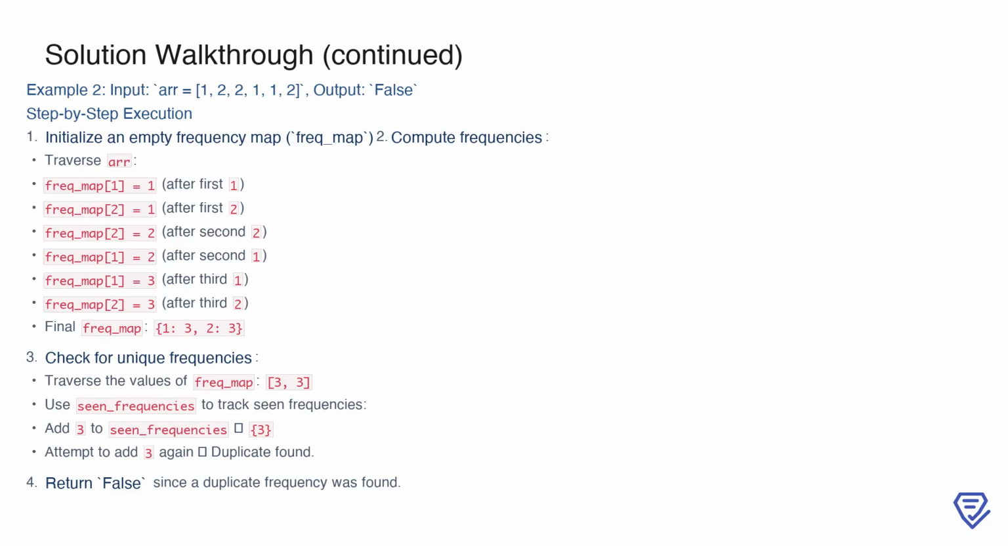Next, we check for unique frequencies. The values of frequency_map are 3, 3. As we add these frequencies to the seen_frequencies set, we first add 3, but when we try to add 3 again, we find that it's already in the set. This indicates a duplicate frequency. Because of this, we return false, as the condition of unique occurrences is not satisfied.